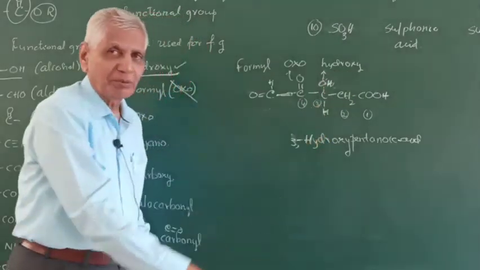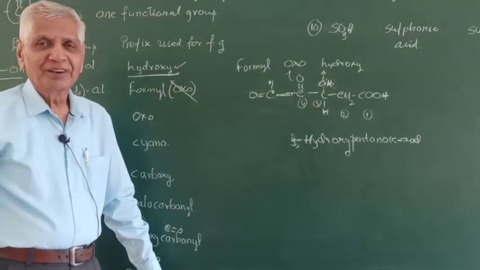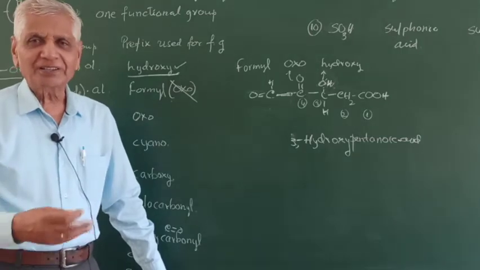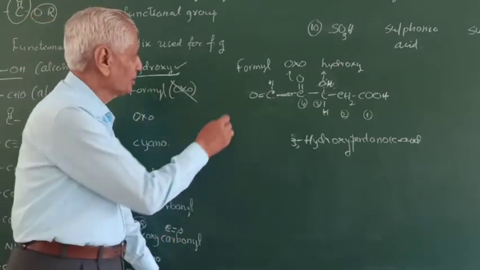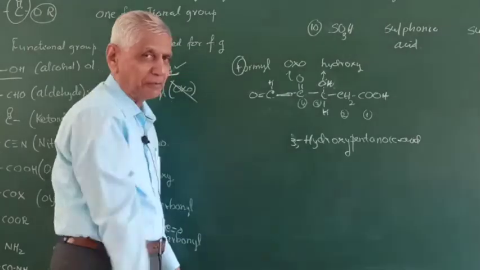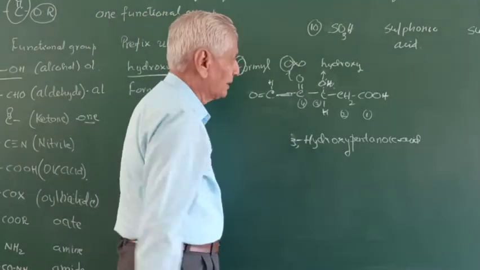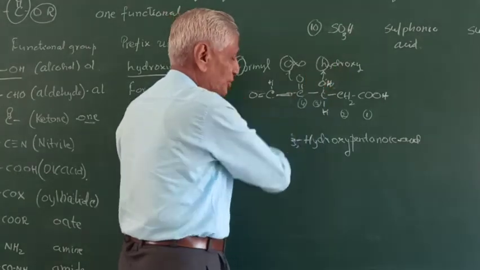Come on, name this compound. You say pentanoic acid, correct? There are 3 prefixes: one is formyl starting from F, the oxo starting from O, and the hydroxy starting from H.